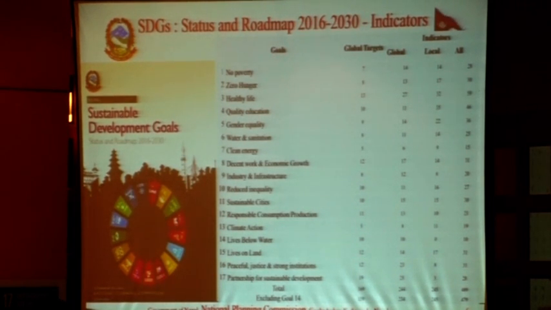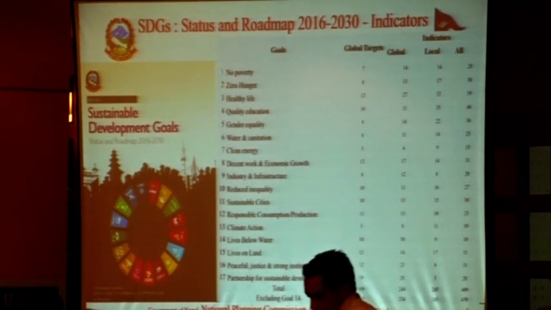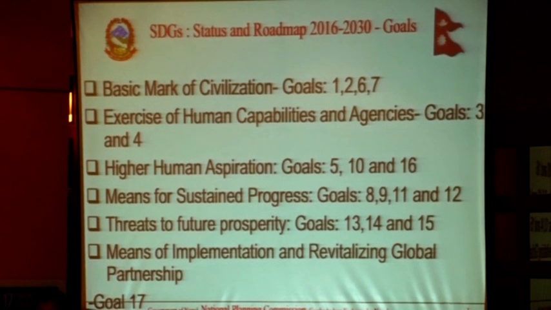We identified 479 indicators. It's a little small, but the total is 479, and we have not included Goal 14, life below water, as we are a landlocked country. Based on this roadmap, we have categorized these goals into types.